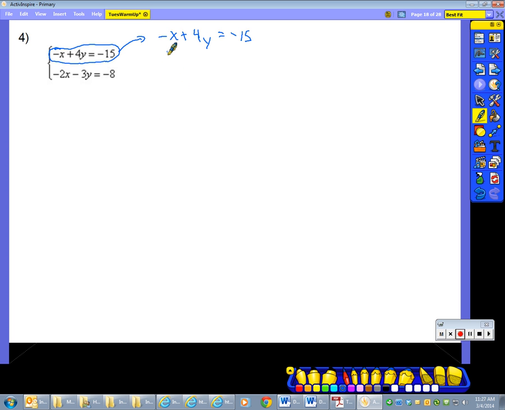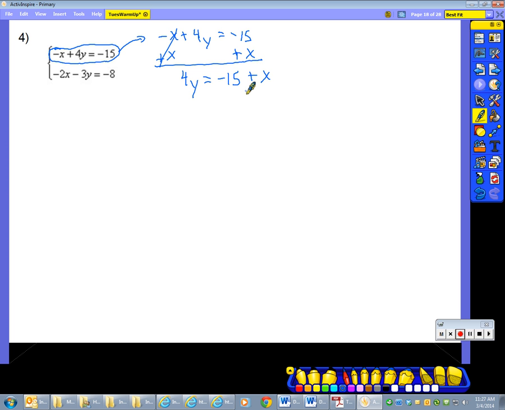Now for me, I'm like, well, it'd be easier if that was not a negative x. So what I'm going to do is I'm going to get rid of it. I'm going to add x. And then I need to add x to this side, because I have to keep it balanced. And so I'm left with 4y equals negative 15 plus x.